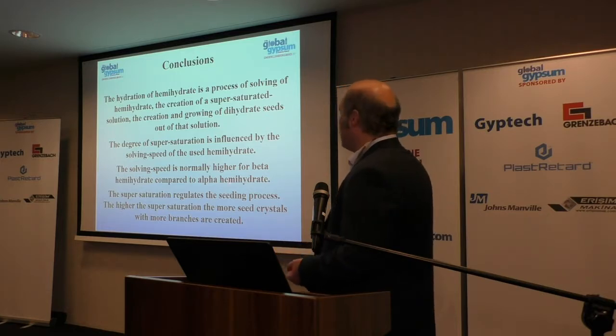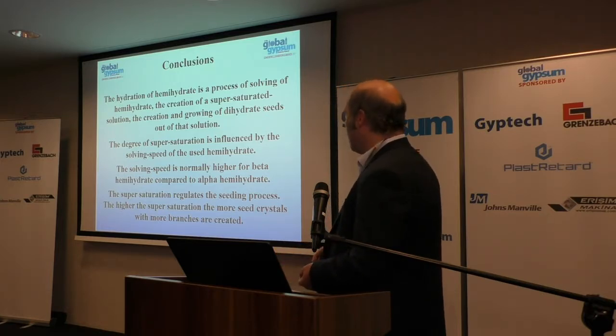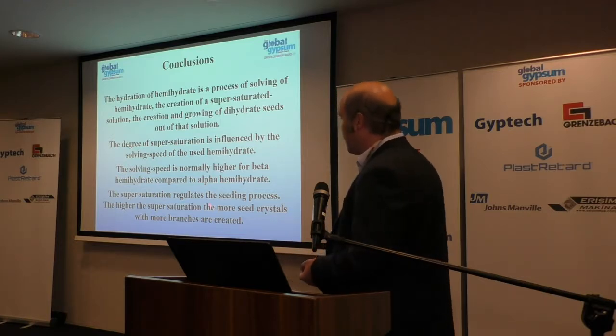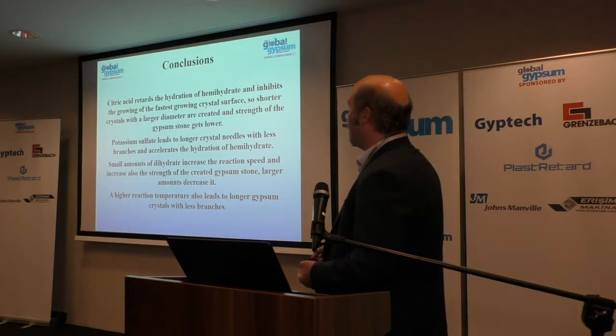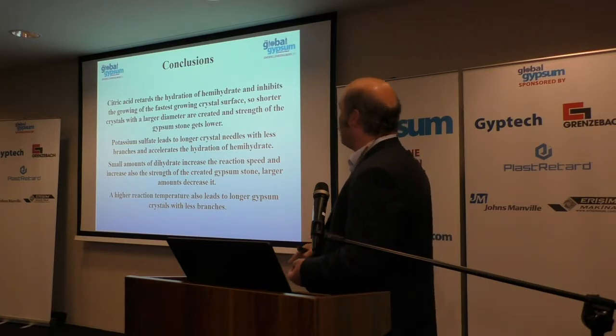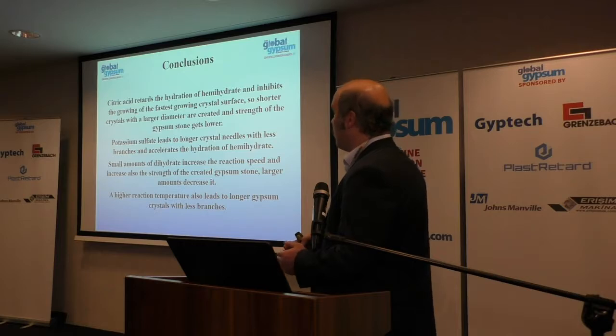And in the case of beta hemihydrate, it's faster than for alpha, and supersaturation is regulating the complete seeding process and the morphology and everything else. So to understand that step is one of the keys to get better products. Citric acid, as you all know, retards hemihydrate, and you get the fastest growing surface inhibited from growing, so we have a wider peak because the other ones are growing slower.